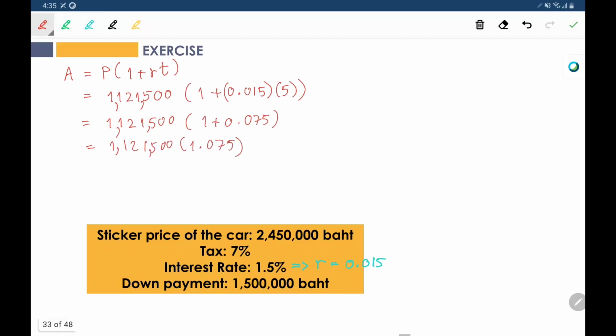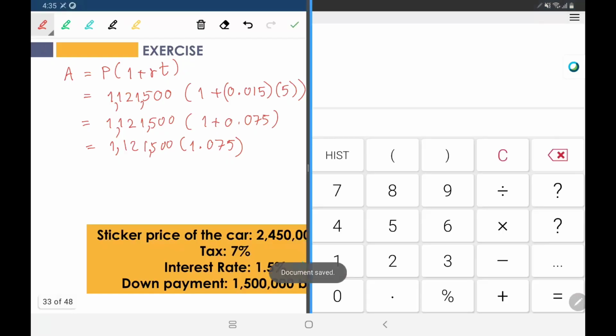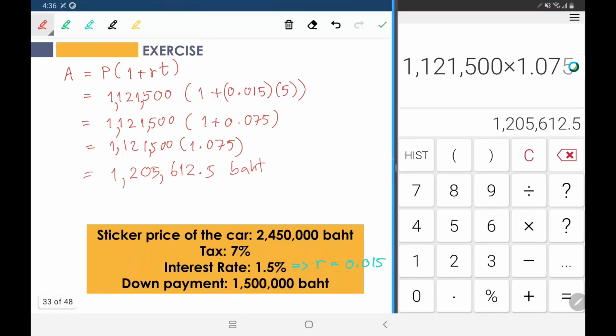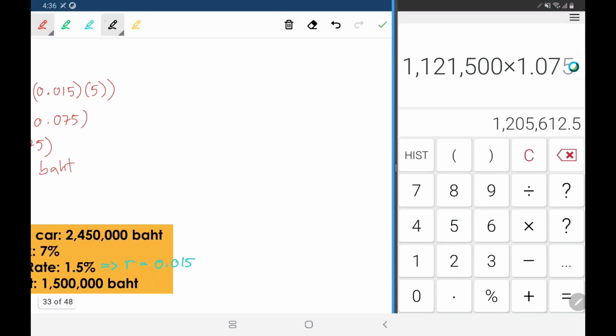Okay, let's see how much money you have to pay in 5 years. 1,121,500 times 1.075. Okay, you have to pay 1,205,612.5 baht in the future. And then you want to know how much money you have to pay each month for 5 years from this amount of money.